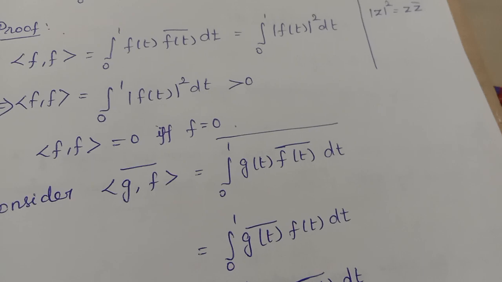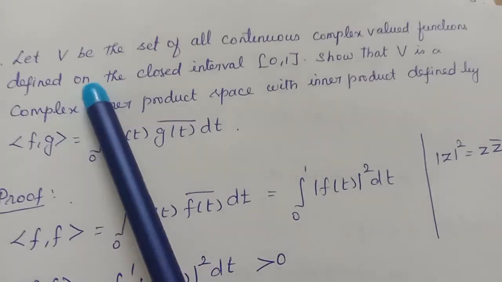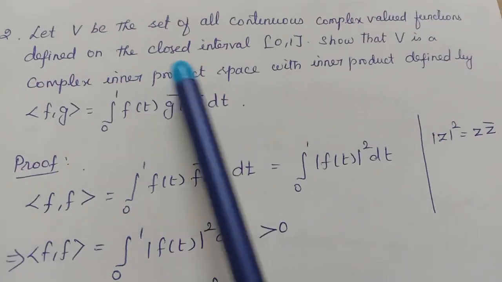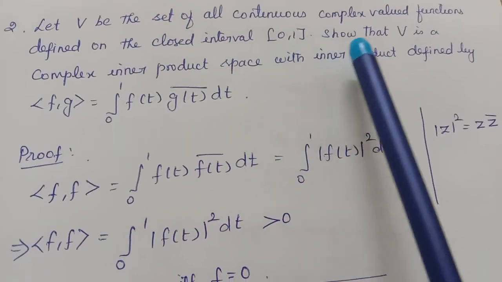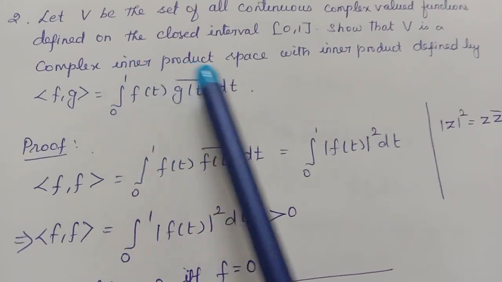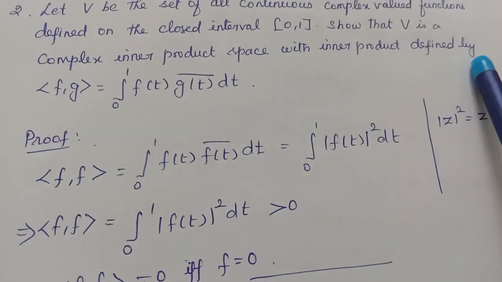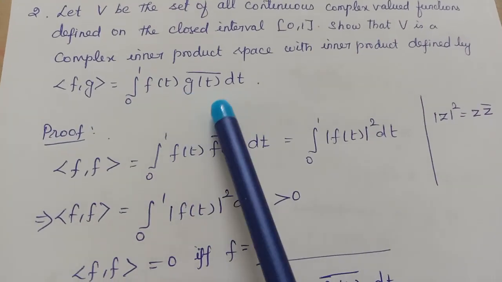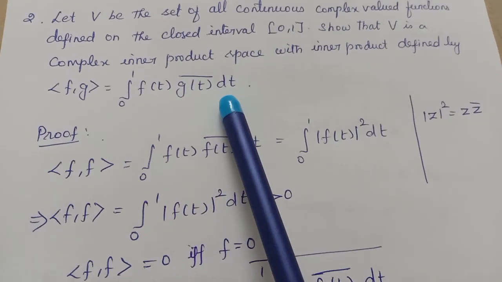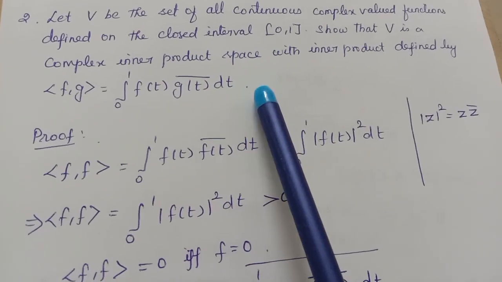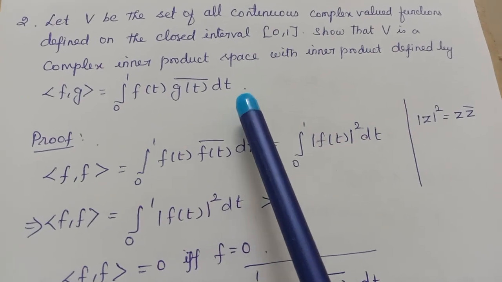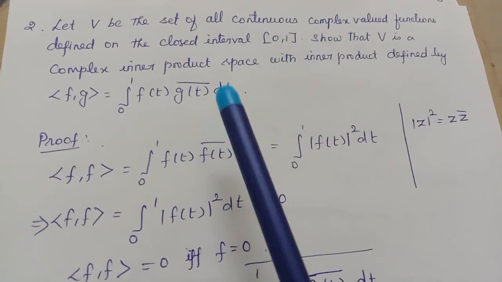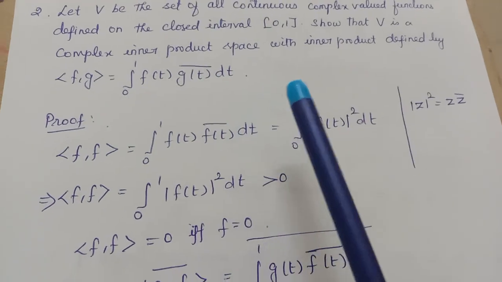Okay, then next problem. Let V be the set of all continuous complex valued functions defined on the closed interval 0 to 1. Show that V is a complex inner product space with inner product defined by the inner product of f, g equal to the integral from 0 to 1 of f(t) g(t) conjugate dt. See, this problem is exactly similar to the previous one, except there you have real valued functions. Here it is complex valued functions. That's the only difference, right?